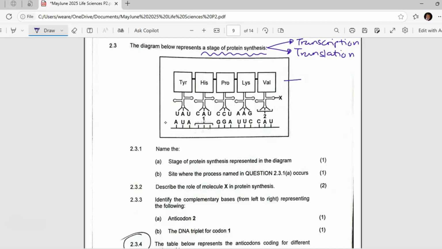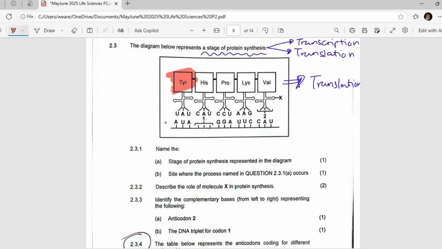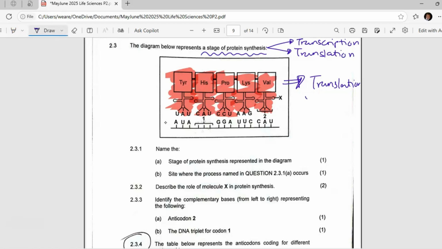We will know that this is translation, and I'm going to tell you now how you identify that this is translation. It's simple. You identify it because of the presence of the tRNA molecules. Because the tRNA molecules are present, it would be translation. So we know that it is translation because we have tRNA molecules that are present, right?